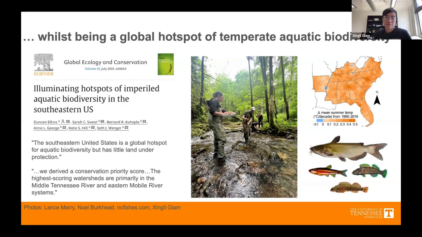And in the analysis, they did a conservation score mapping, and they found that the highest scoring, the most important watersheds that should be prioritized for conservation are primarily in the Middle Tennessee River and in the eastern Mobile River systems. So it's really relevant. So the kind of stuff that we are trying to do in the Tennessee River Basin is really important because independent studies have come out and have really shown that the fish fauna and the mussel fauna are really important.